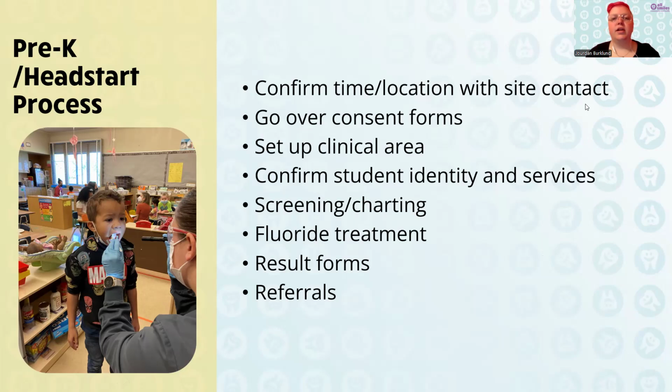Then we set up the clinical area, oftentimes in the classroom, sometimes not. And as we get each student, we confirm the student identity and what services they can have, if they're signed up for screening and if they're signed up for getting fluoride. Then we do the screening itself. I tell my information to the person I'm working with. They chart it. We provide fluoride. We fill out a results form to provide to you at the end. And then afterwards, I do any referrals that need to be done.